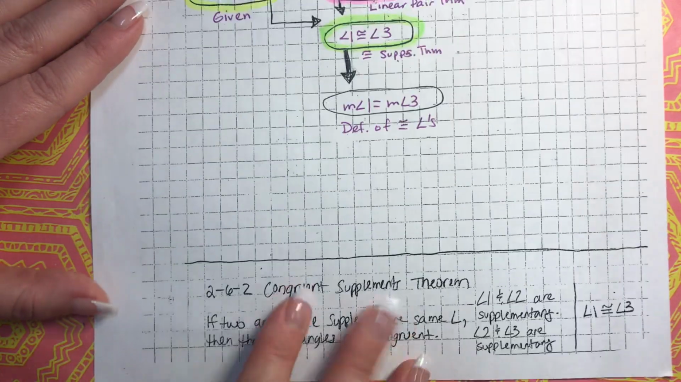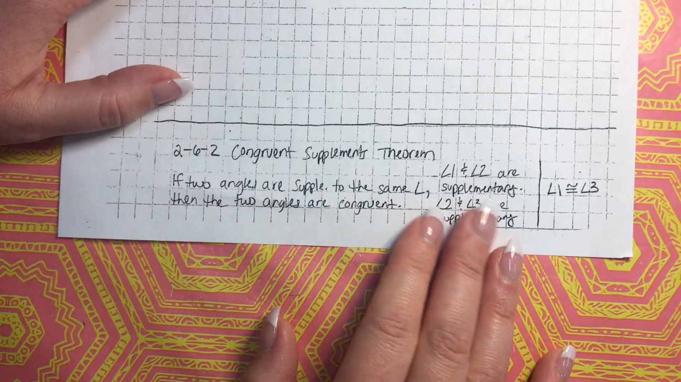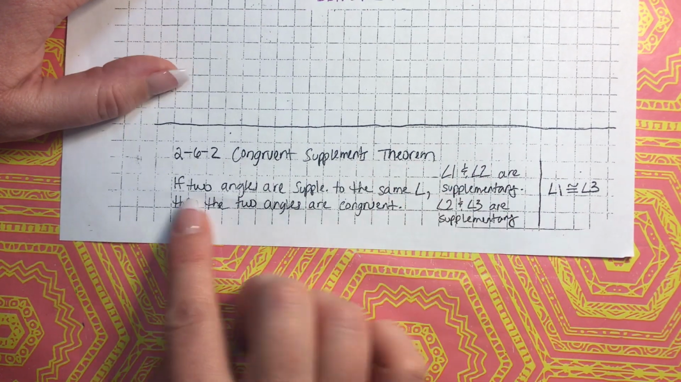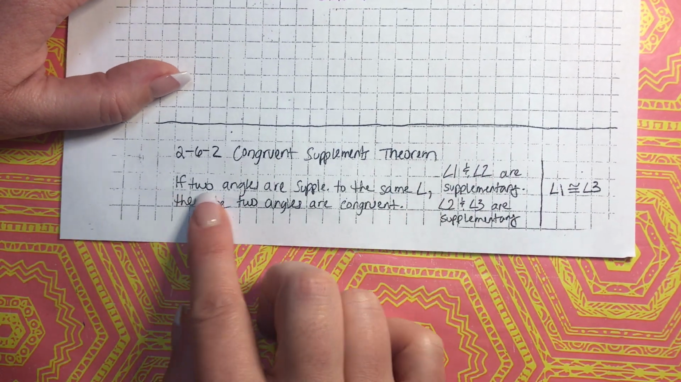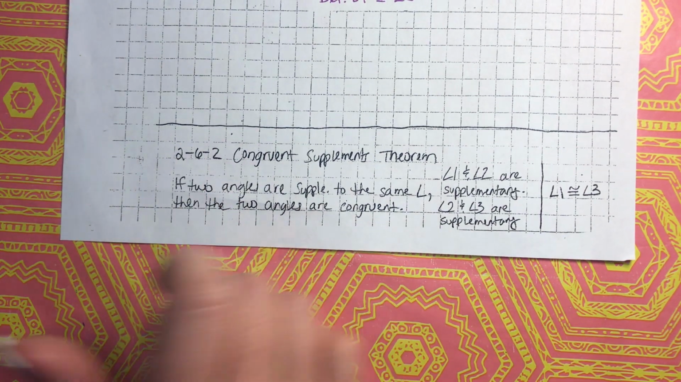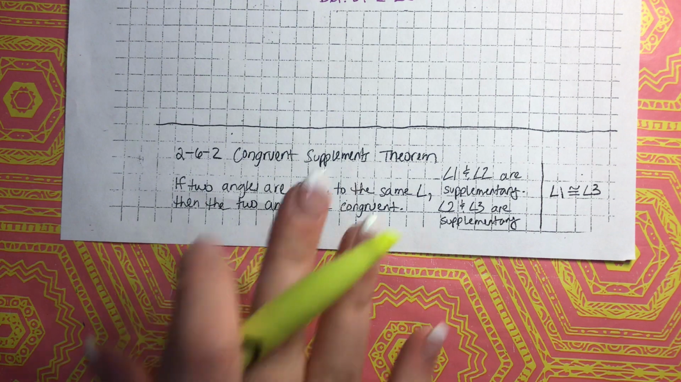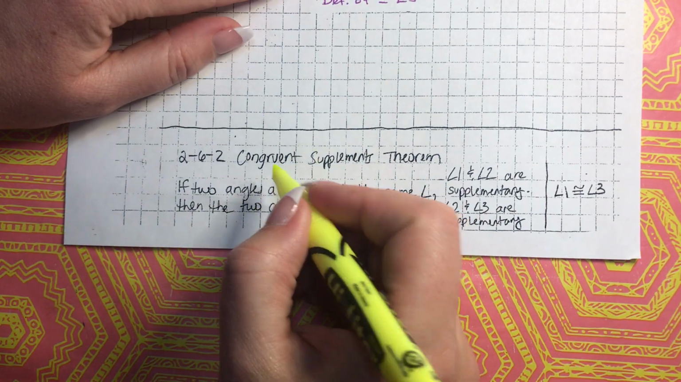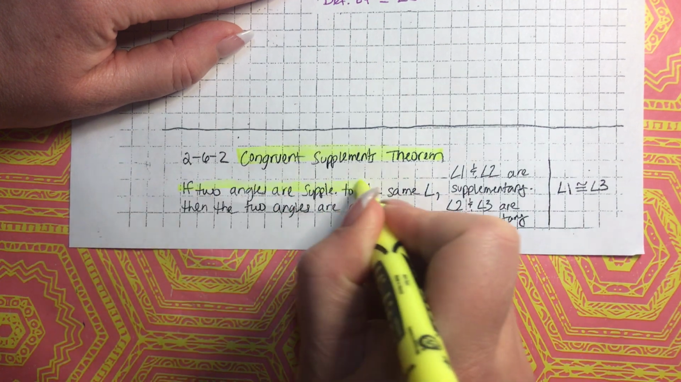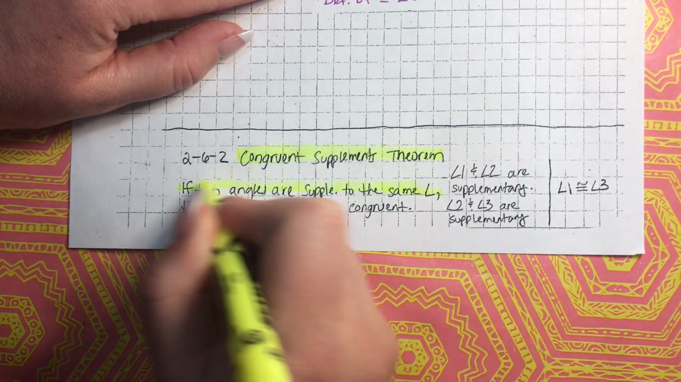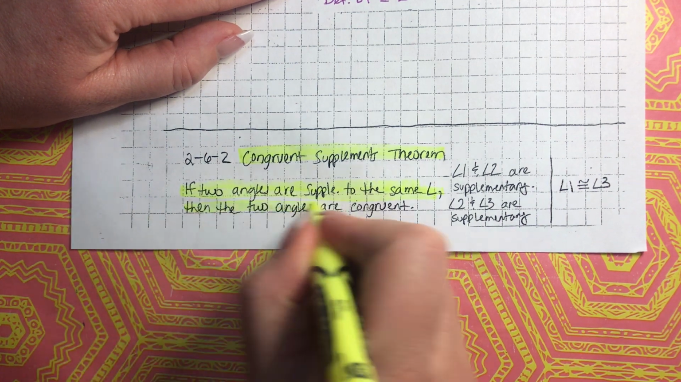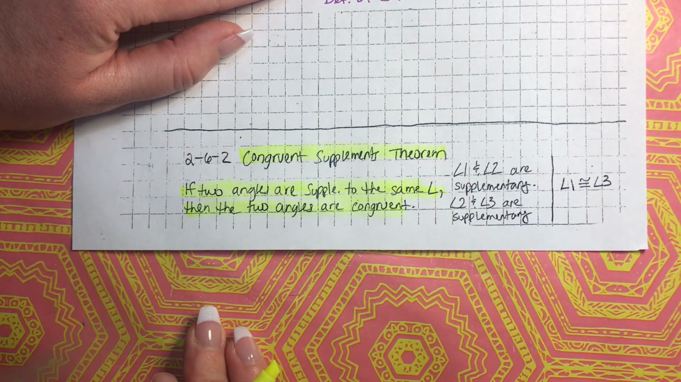All right? Oh, but we have to talk about this. This is the congruent supplements theorem. Oh, it just says it again. Okay, in 2-6 we did it last section, so this is just a review. If you don't have this as a flashcard, go ahead and make a flashcard. Congruent supplements theorem says if two angles are supplementary to the same angle, then the two angles are congruent.